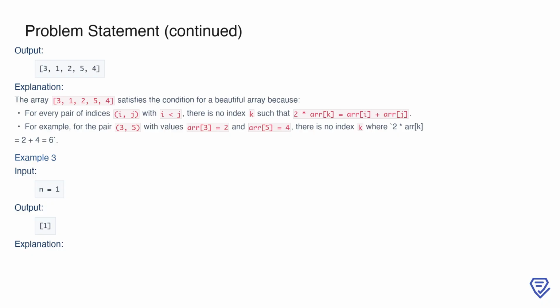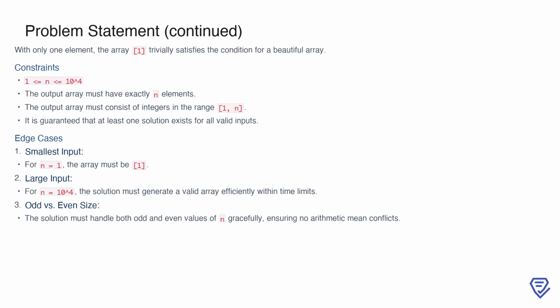This holds true for all index pairs in this array, ensuring that 3, 1, 2, 5, 4 is a valid solution. For n equals 1, the only possible array is 1, which trivially satisfies the condition since there are no pairs of indices to consider. When the size of the array is just 1, the array 1 automatically satisfies the condition for a beautiful array because there are no pairs of indices to evaluate.